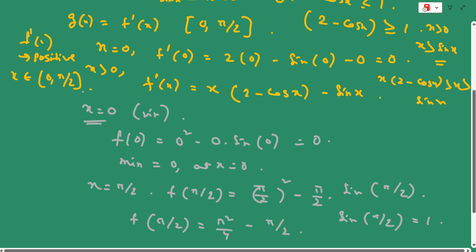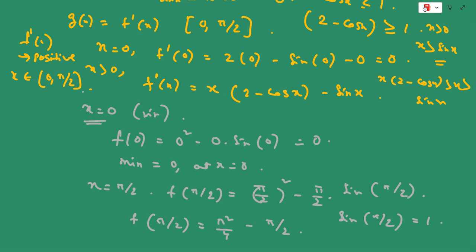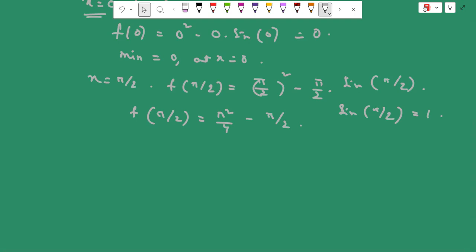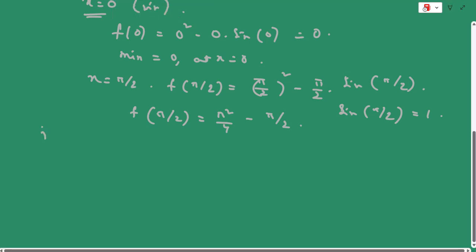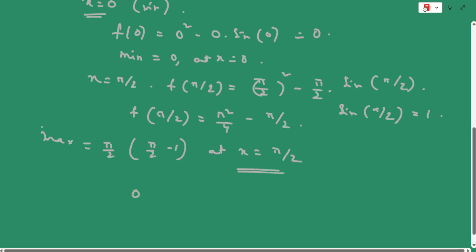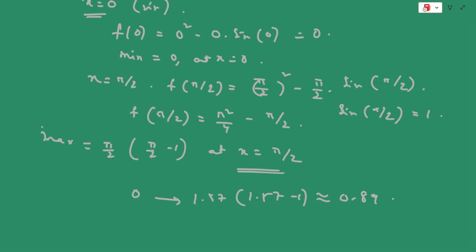Now let's factor it to look like a pro. So the maximum will be pi by 2 into (pi by 2 minus 1) at x equal to pi by 2. So basically the function starts at 0 and climbs up to roughly 1.57 into (1.57 minus 1). So this is near about 0.89. No dips, no valleys, just a straight climb to the top.